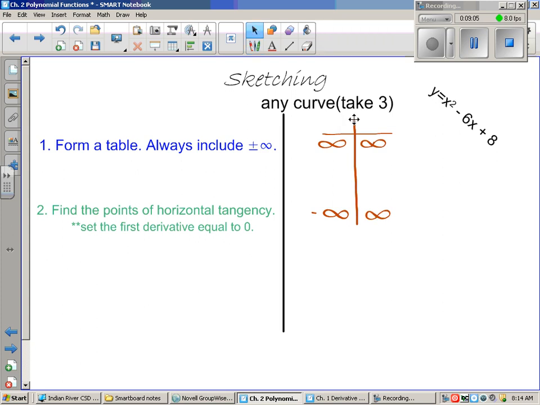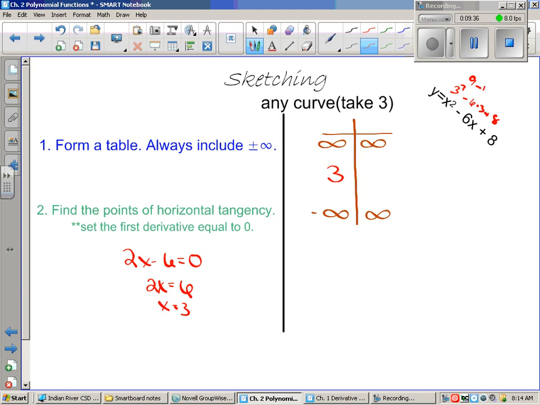Then I want to, again, do points of horizontal tangency. So that would mean my derivative, 2x minus 6, and I'm going to set that equal to 0. So I have 2x equals 6, so x equals 3. And so 3, what would that represent? Another thought for you to think about. What is another name for that 3, whatever the y value is? What is another title for that? So when we plug 3 in here, we get 3 squared minus 6 times 3 plus 8. So I have 9 minus 18, or negative 9 plus 8, so I get negative 1. 3, negative 1.